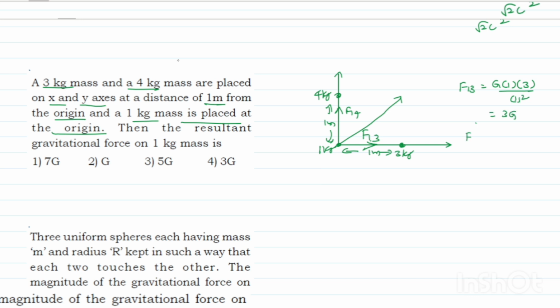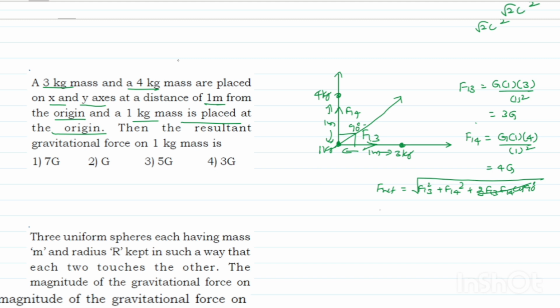Whereas the force experienced by the 1 kg mass due to the 4 kg mass, F14, you can write as G into 1 into 4 by 1 square, which is the distance. So here we'll get 4G. And these two forces make an angle of 90 degrees. Then F resultant will be the square root of F13 whole square plus F14 whole square plus 2 into F13 into F14 into cos 90.